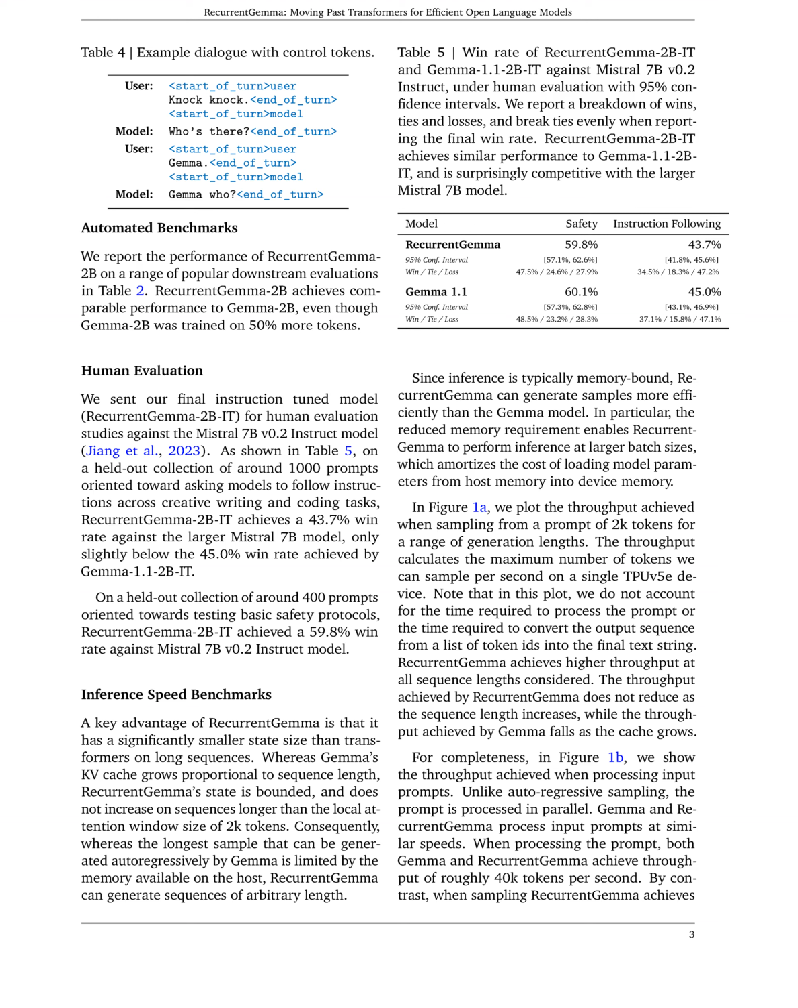This reduced memory requirement allows RecurrentGemma to perform inference at larger batch sizes, which helps amortize the cost of loading model parameters from host memory into device memory. Additionally, RecurrentGemma's smaller state size enables it to achieve higher throughput at all sequence lengths considered, as shown in throughput benchmarks. This advantage is particularly evident during sampling, where RecurrentGemma achieves a throughput of 6K tokens per second, significantly faster than Gemma.